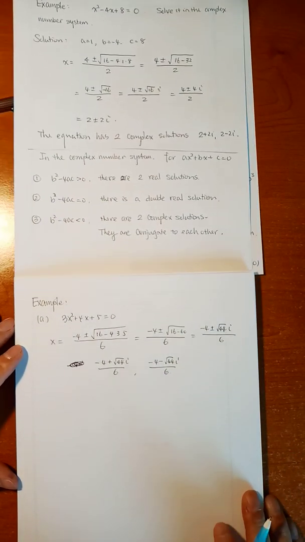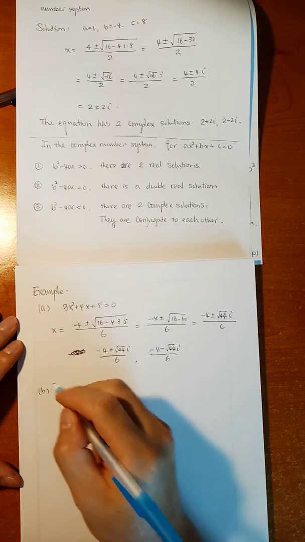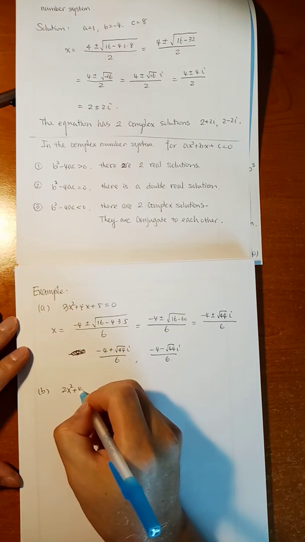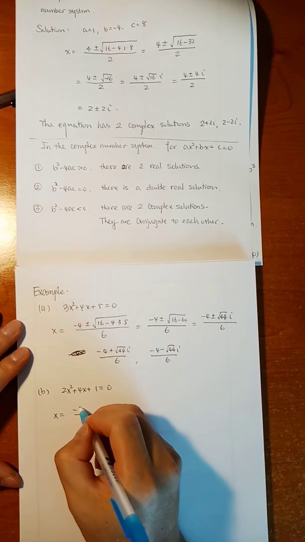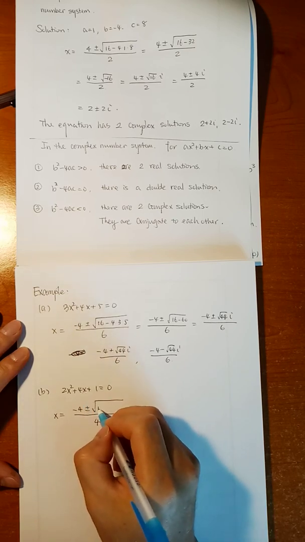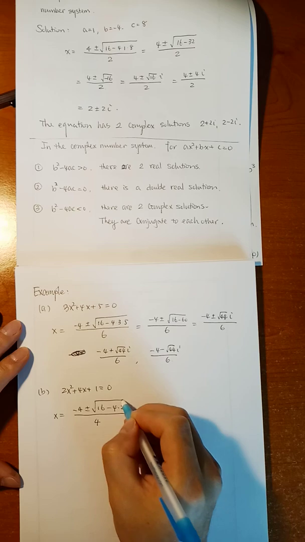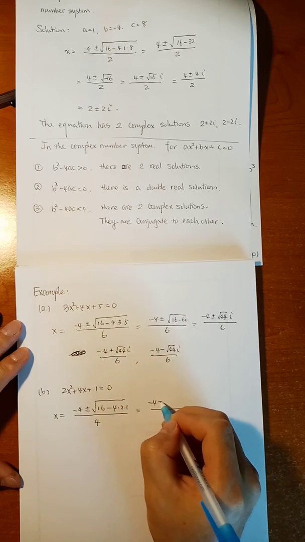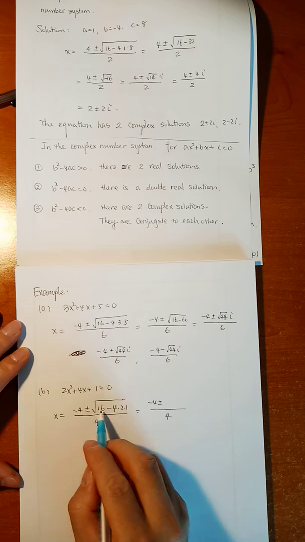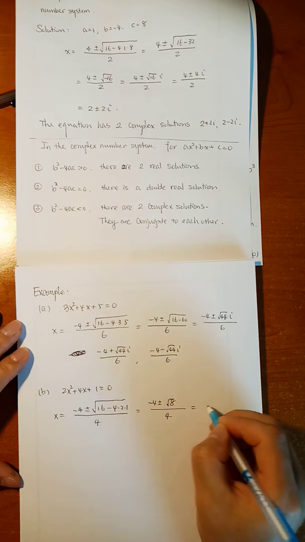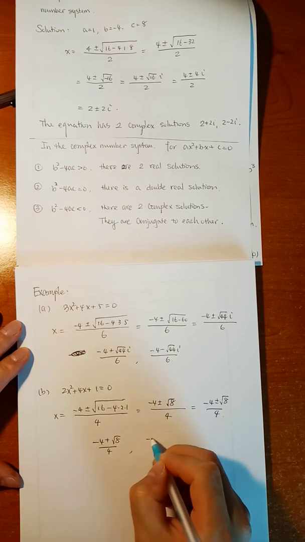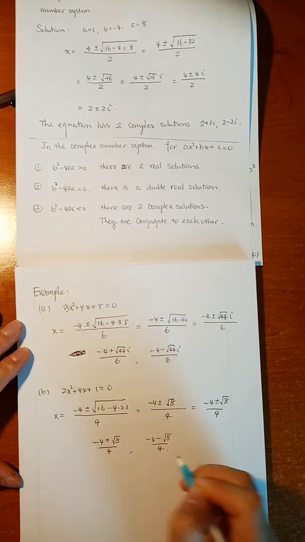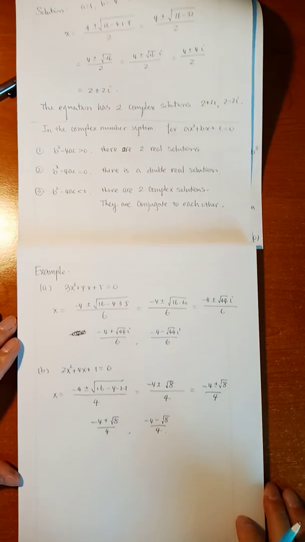Two complex solutions, right? And second, if we have 2x squared plus 4x plus 1 equal to 0, then x is negative b plus or minus square root of b squared minus 4ac over 2a. 4 times 2 is 8. 16 minus 8 is 8. So it has two solutions: negative 4 plus square root of 8 over 4, and negative 4 minus square root of 8 over 4. There are two real solutions.